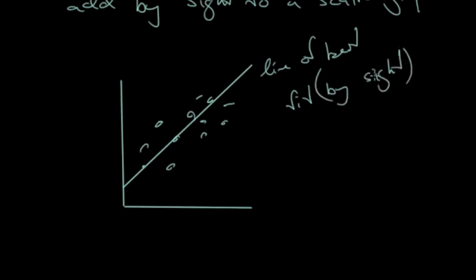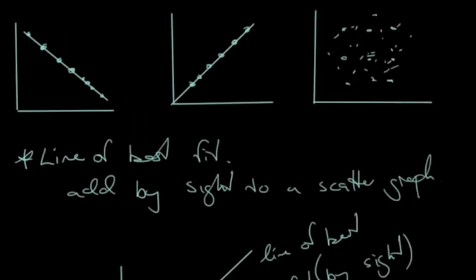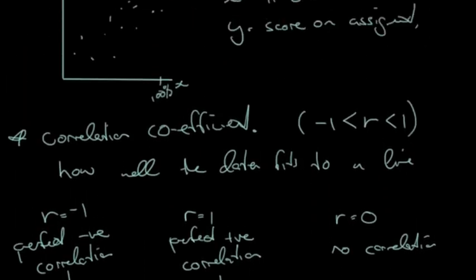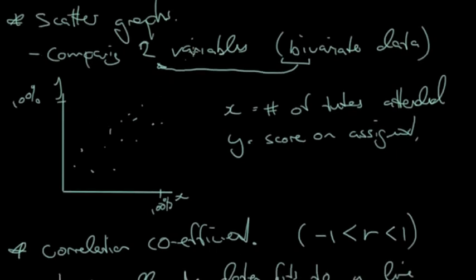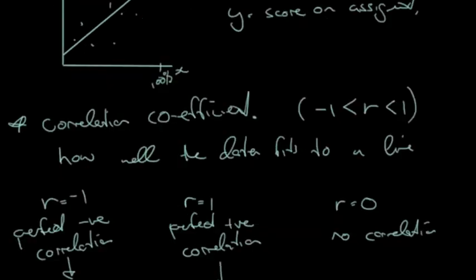There are other methods to do lines of best fit, but we're not going to look at them this week at least. So if you could draw a line of best fit through this graph as well, you could say there appears to be a positive relationship between the number of tutes you go to and the score you get on your assignment.